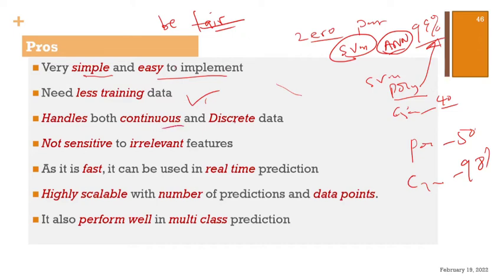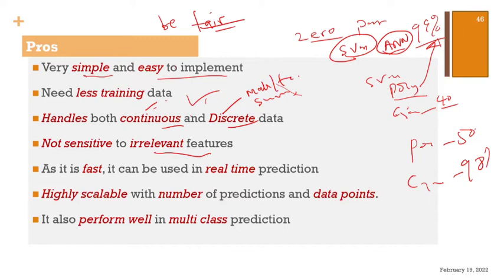It handles both continuous and discrete data. Another advantage, there are a few that only work on categorical, but this one can work on categorical and also on continuous. Continuous being numbers, real numbers, while this one is categorical, like male, female, sunny, like the sample we gave. It's not sensitive to irrelevant features. Another advantage of it, not very sensitive to irrelevant features.